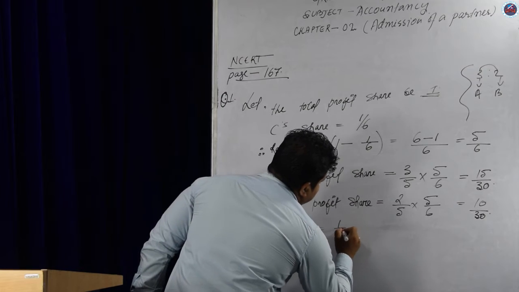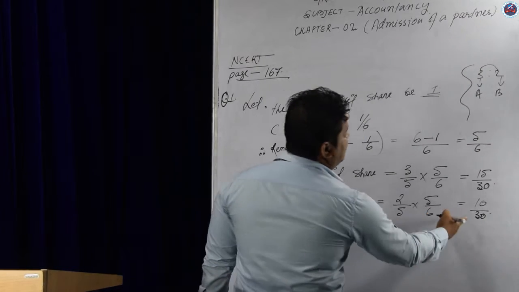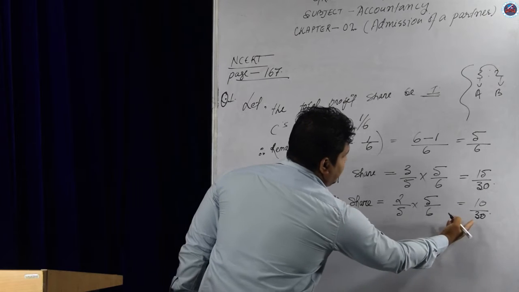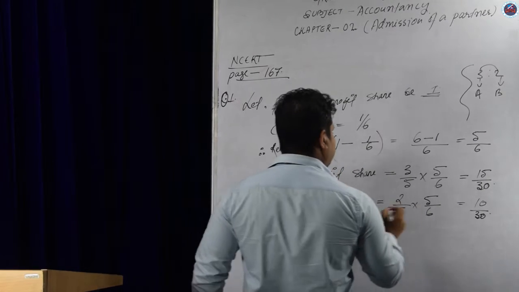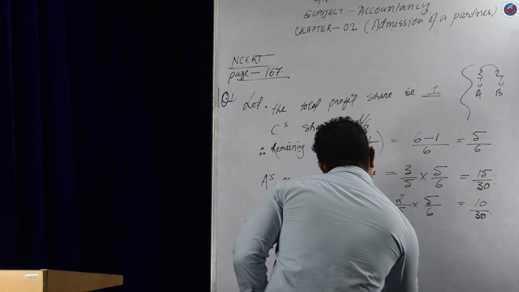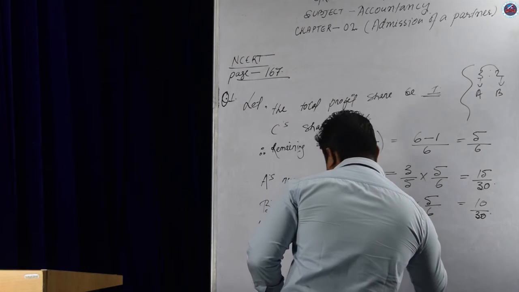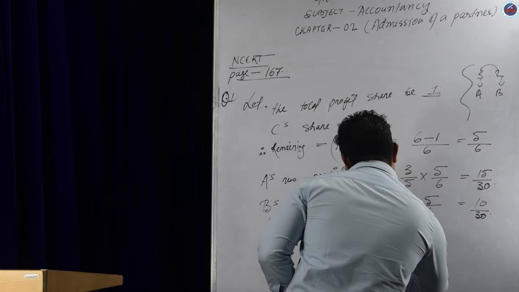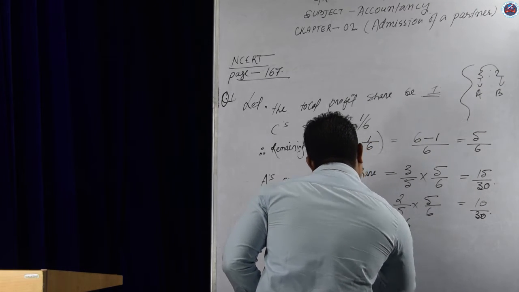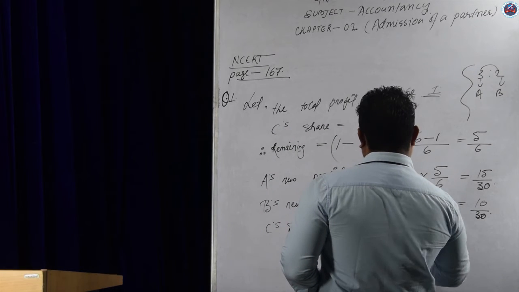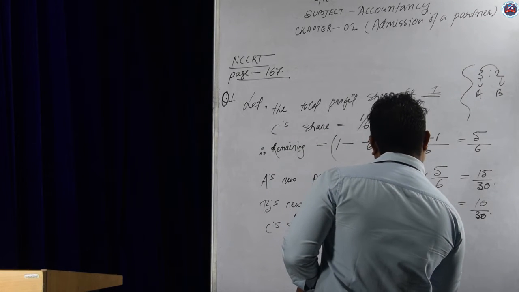So C, we already know that C's share is 1/6. To make it 30, we have to multiply by 5, so the answer will be 5/30.